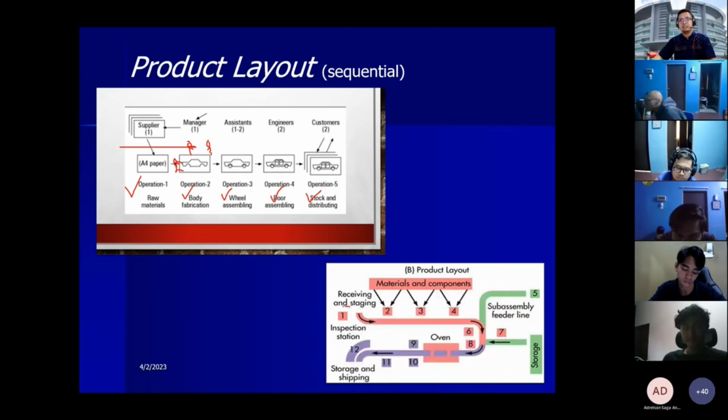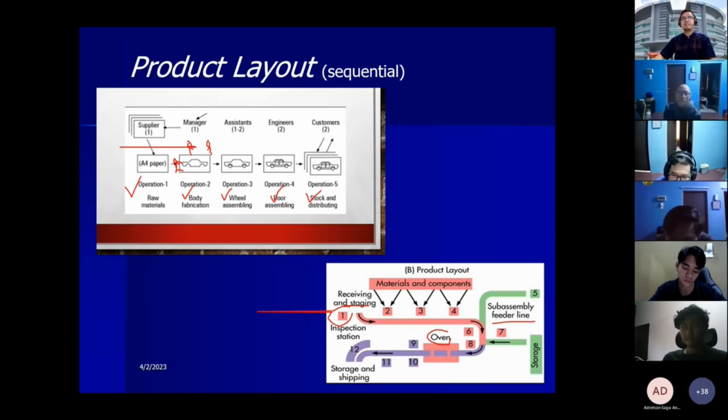This is what it looks like for our receiving, number one. Numbers two, three, and four are material and component layouts. Receiving and staging first, then goes to our sub-assembly feeder lines, and they have storage here, until the oven here, until the last storage and shipping. This is how the product layout looks.